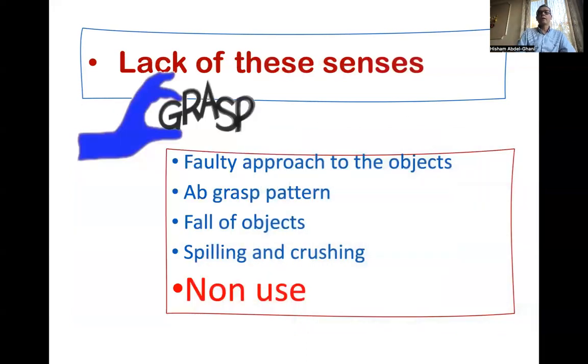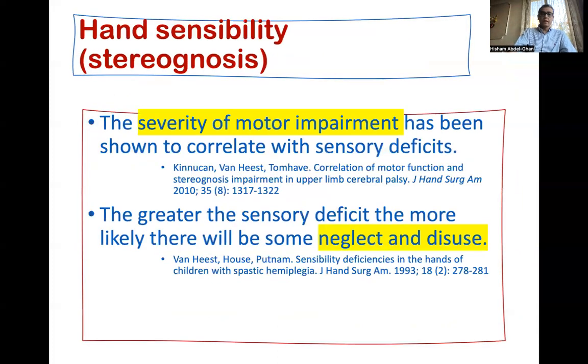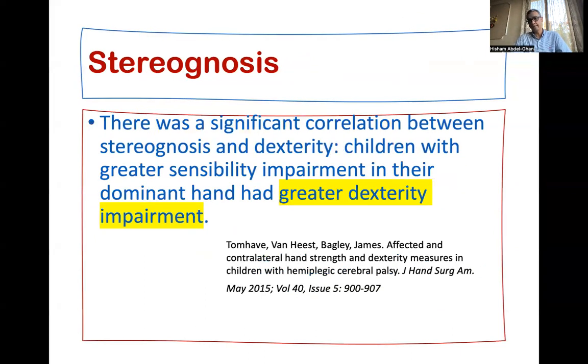That is why these children may have a faulty approach to the objects they see and want to hold. They may have an abnormal grasp pattern, they may have falling of objects, they may have spilling and crushing. And as a result of all these things, they don't use the hands. They neglect to use the hands. And that's why stereognosis and hand sensibility have been linked with the severity of motor impairment and to the neglect and disuse of the hand.